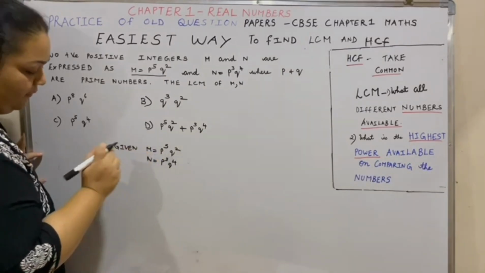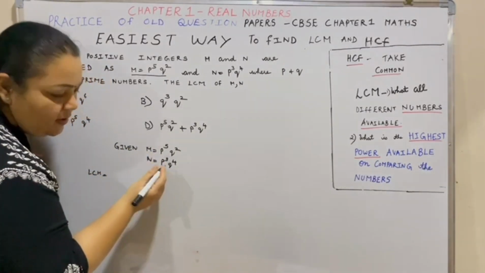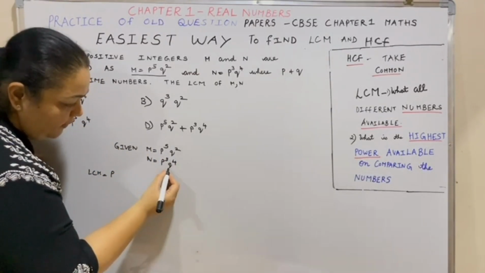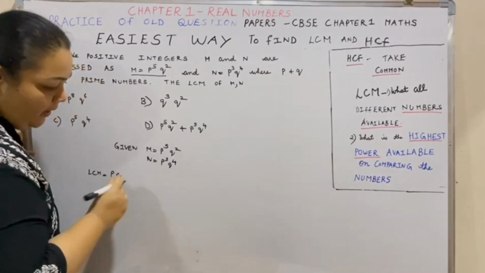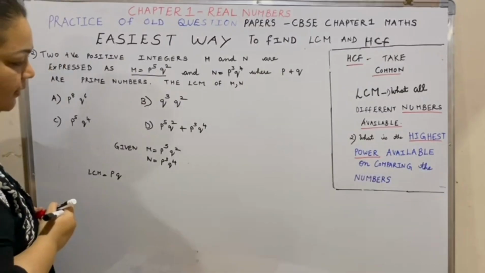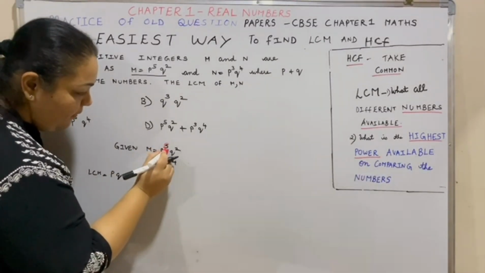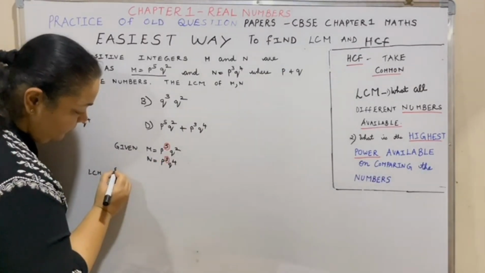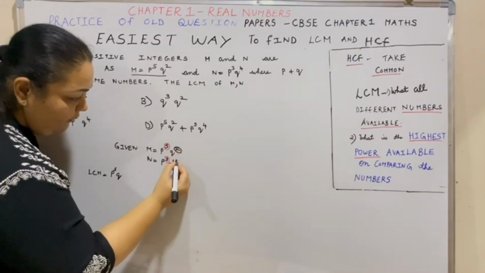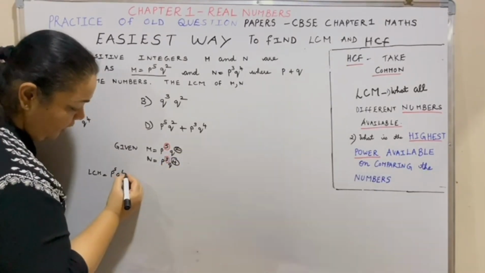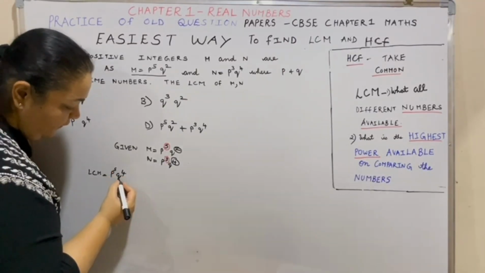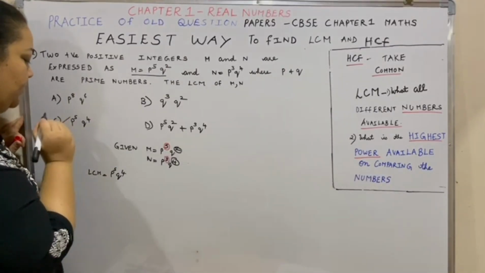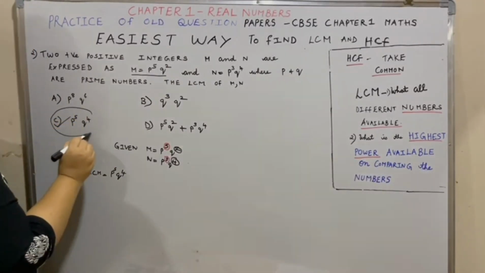In this, first write what are the separate prime numbers available. So separate numbers p and q are available. And in this, what is the highest power? Comparing both, between 5 and 3, what is the highest power? 5. And between 2 and 4, what is the highest power? 4. So the answer is p to the power of 5, q to the power of 4. So option C is the answer.